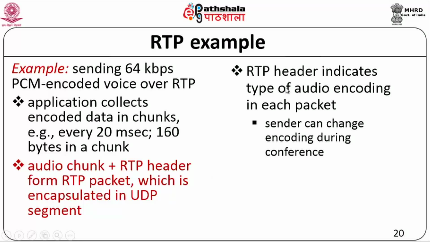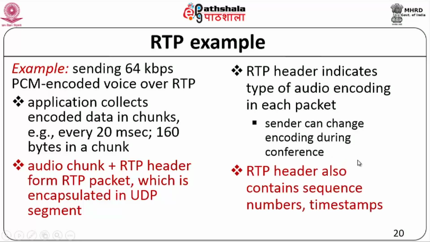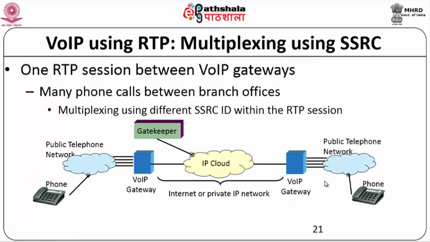Now, the RTP header will indicate the type of audio coding that is used in the packet, and obviously the sender can also change the encoding during the conference if I have a conference that is going on. And the RTP header will also contain sequence numbers and timestamps. Using this the receiver will be able to replay the data. This is the overall flow of how things happen.